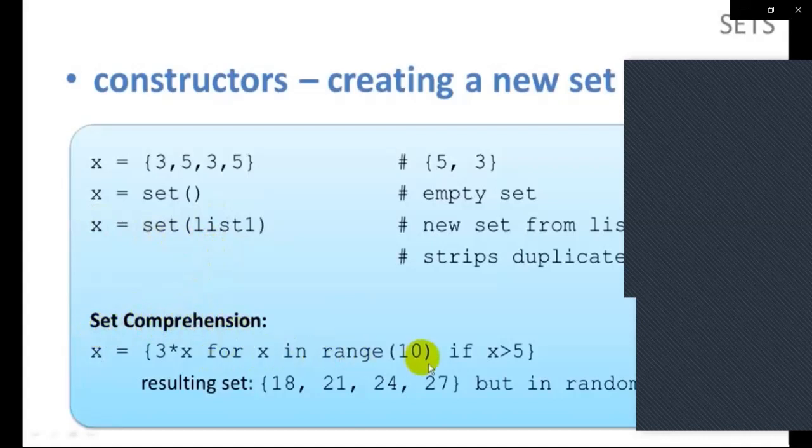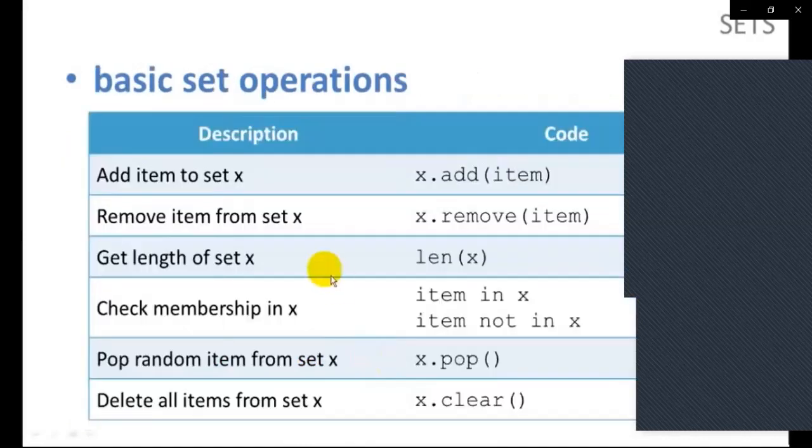So we can use a for loop, if statements, and whatever functions we want to do on those x values. X is probably a bad choice of variable here since we're using x for the set name. But we can use the comprehension to put values into our set. And sets are unordered, so as we populate the set, the items are going to be in random order. So some basic set operations. We can add an item to set x by using x.add, remove an item from set x using x.remove, and get the length of set x using the len function.